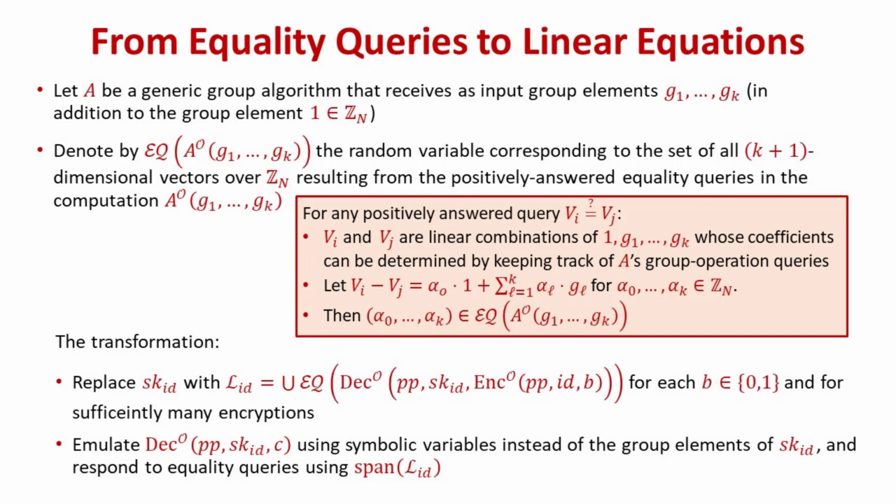Given this notation, at a high level, our transformation replaces each secret key SKID with the union LID of several such EQ sets corresponding to invocations of the decryption algorithm with the secret key SKID and an encryption of a randomly chosen message bit B. The modified decryption algorithm will then emulate the scheme's decryption algorithm using symbolic variables instead of the group elements included in SKID, while responding to equality queries using the linear subspace spanned by LID, as I will describe next.